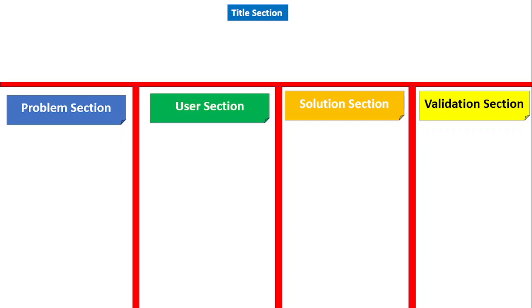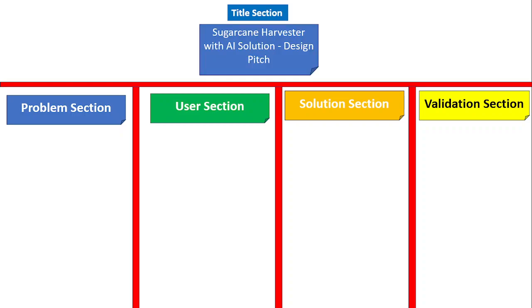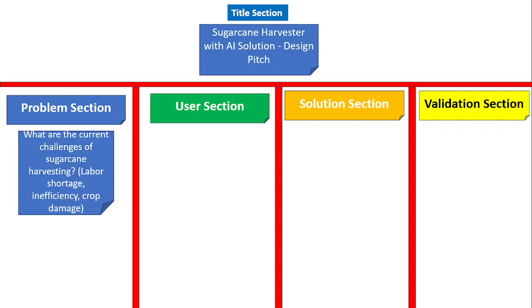Likewise, you split your board for exploration of pitch development. Here I gave the title: sugarcane harvester with AI solution design pitch, which is my title. For the problem section, I may stick another sticky note in the problem section area. In that I want to explore the current challenges of sugarcane harvesting, such as labor shortage, inefficiency of harvesters, and crop damage during harvesting. This is the first problem.